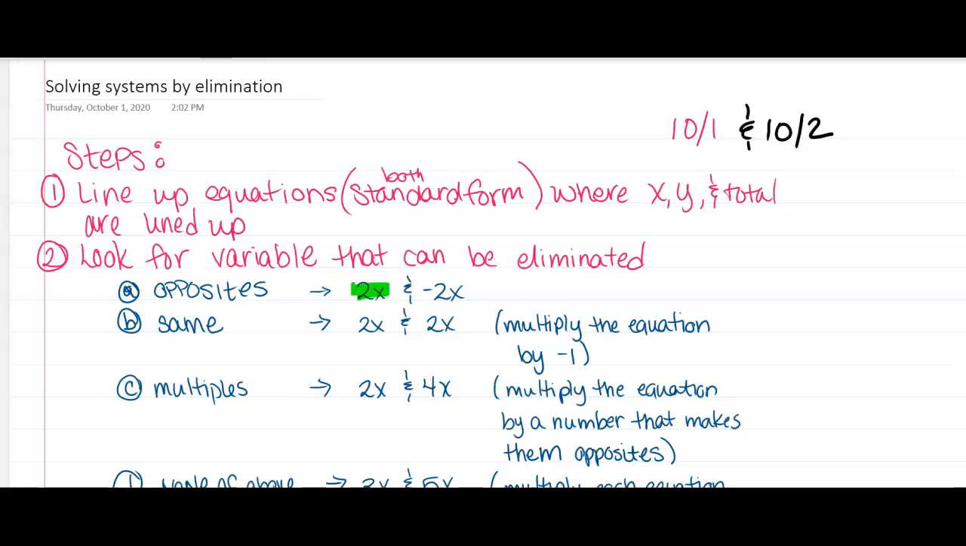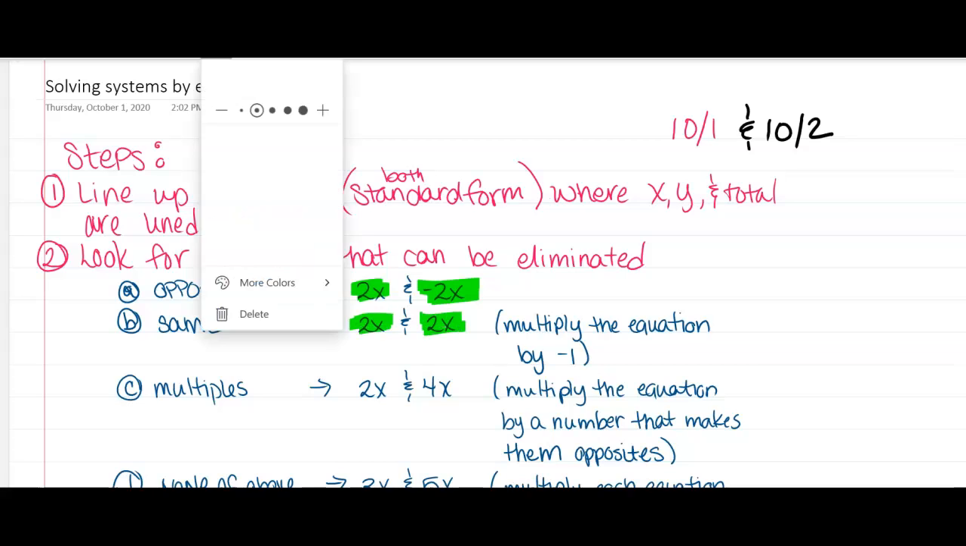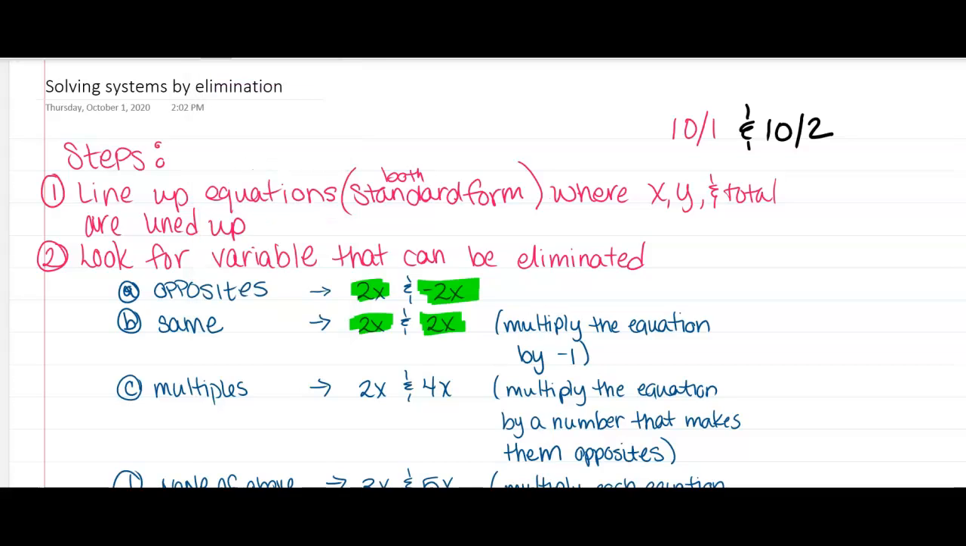For example, if you have 2x and negative 2x, when you add them, they get eliminated because they're equal to 0. If that's not possible, then we look for terms that are the same. For this case, we have 2x and 2x. If we have that, then we could eliminate them by multiplying one of the equations by -1.